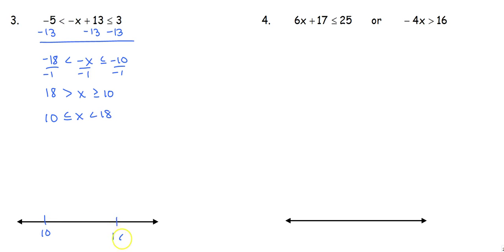So we've got 10 to 18. This indicates a closed circle at 10. This indicates an open circle at 18. And because it was a range, you only had to do your solution set.